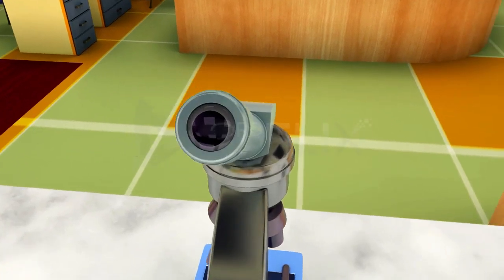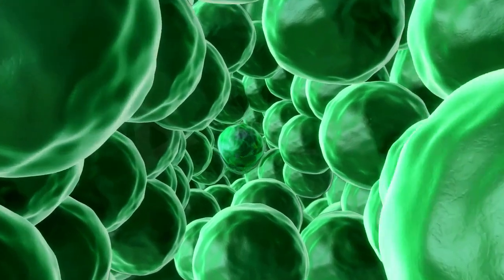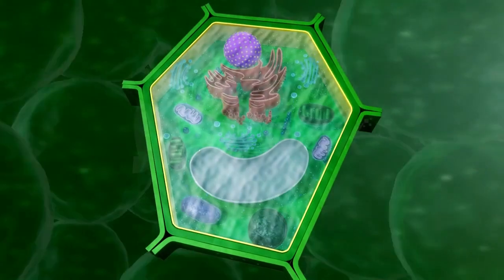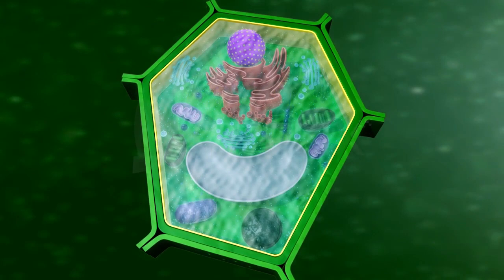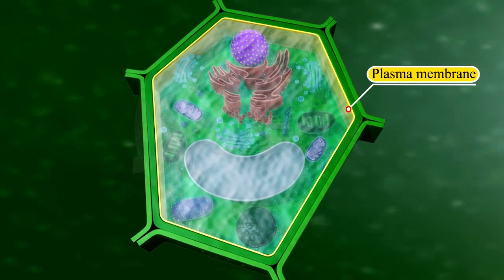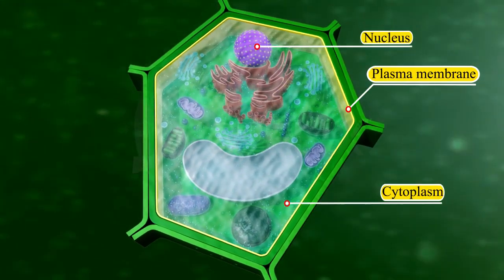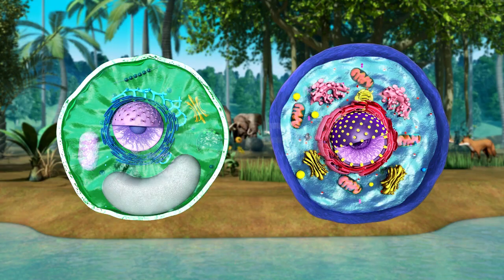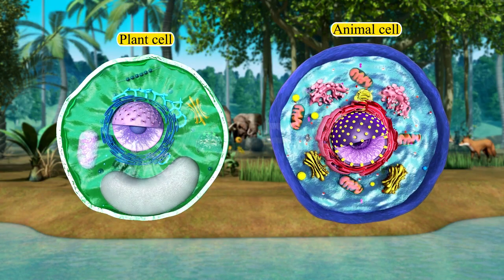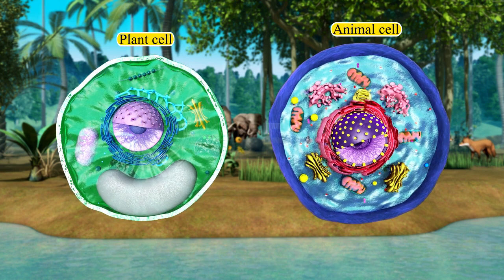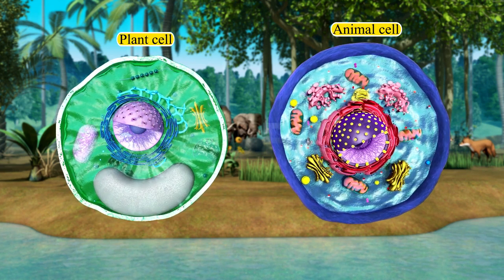If we study a cell under a microscope, we would come across three features in almost every cell. They are the plasma membrane, nucleus, and cytoplasm. All activities inside the cell and interactions of the cell with its environment are possible due to these features.